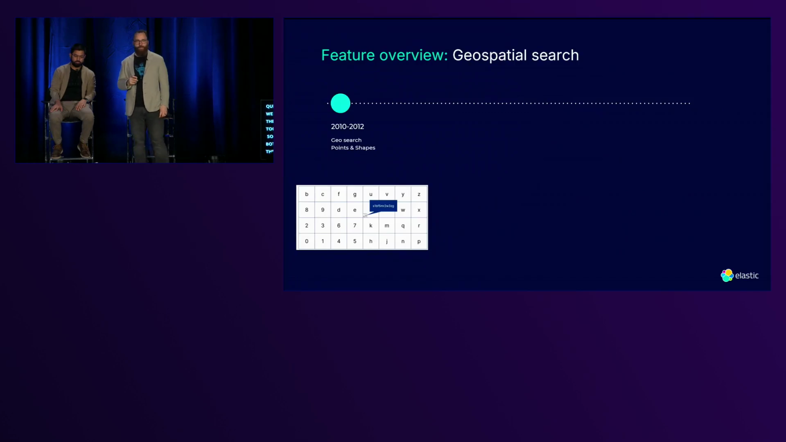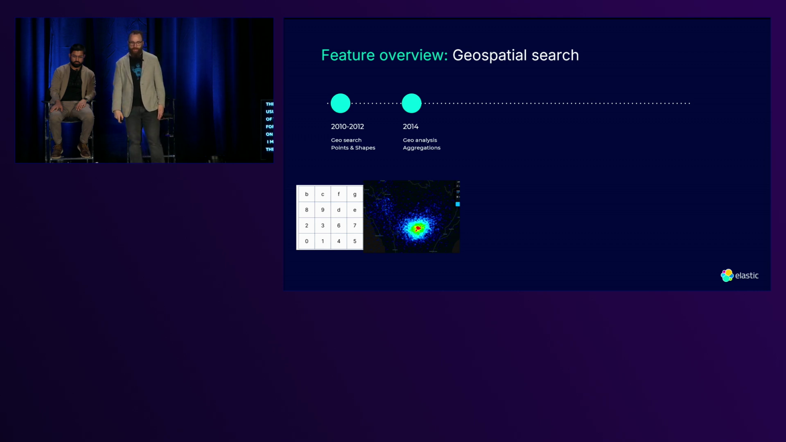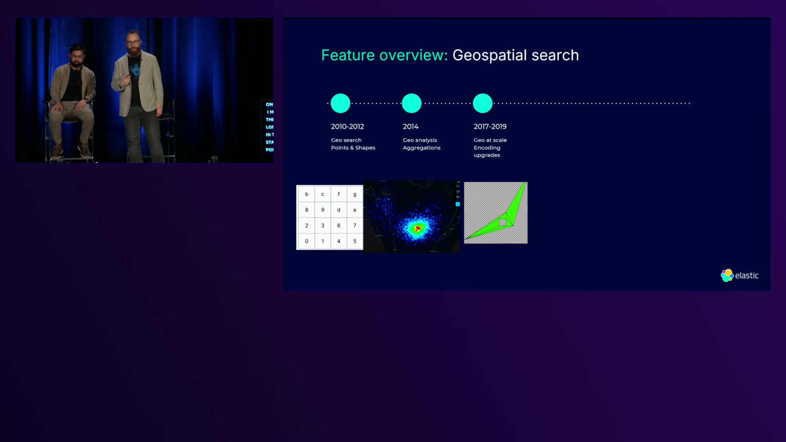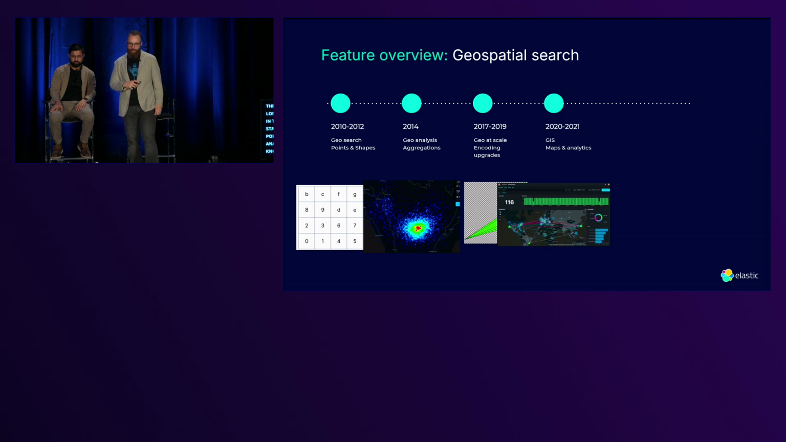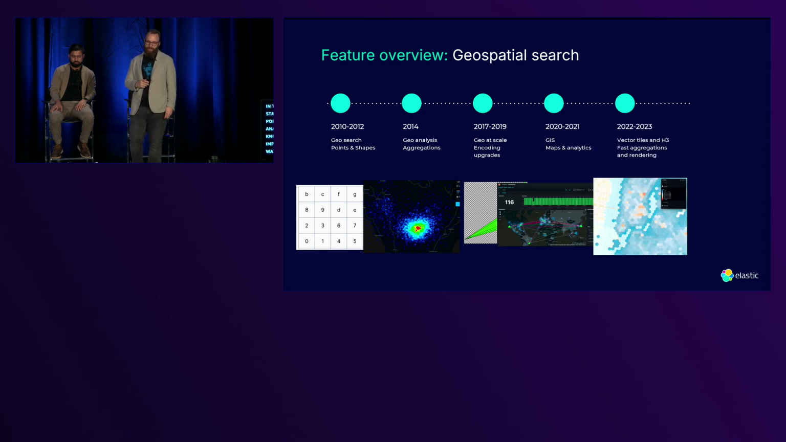So we want to touch on geospatial. I mentioned it a little bit as one of the things we've been doing for a long time. Way back in the very beginning days, we started doing geospatial with points and shapes. We added geo analysis aggregations and added geo at scale for improving these encodings and the way they can be stored efficiently and searched. We use GIS and map analytics, and they are used by some of the largest mapping geo companies in the world. Vector tiles came out two years ago, and this makes it even more efficient to not only search, but to store the data and search for it.